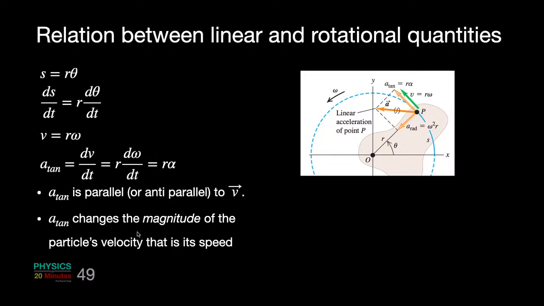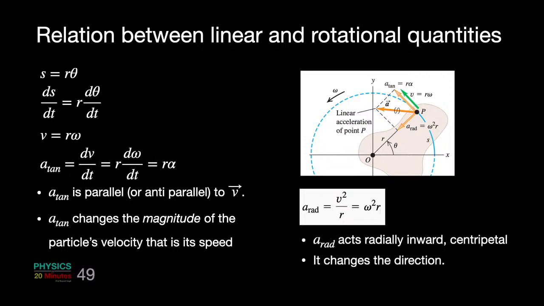So it changes the magnitude of the particle's velocity, that is its speed. What happens to the direction of the particle's velocity? So we know that the direction also changes. We have already learned in Newton's laws of motion that the acceleration responsible for that change is called radial acceleration, which is given by v square by r or omega square r. It acts radially inward. It is also called centripetal, and it changes the direction of velocity.